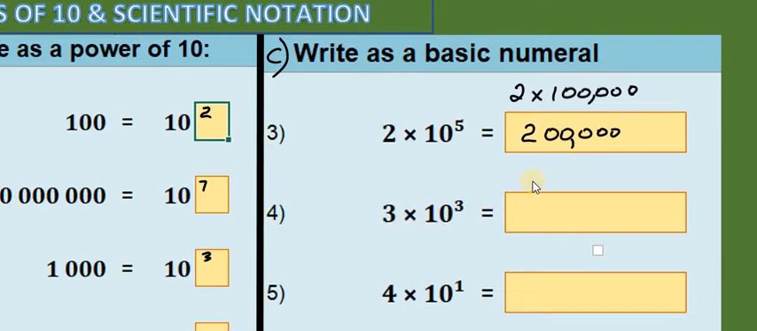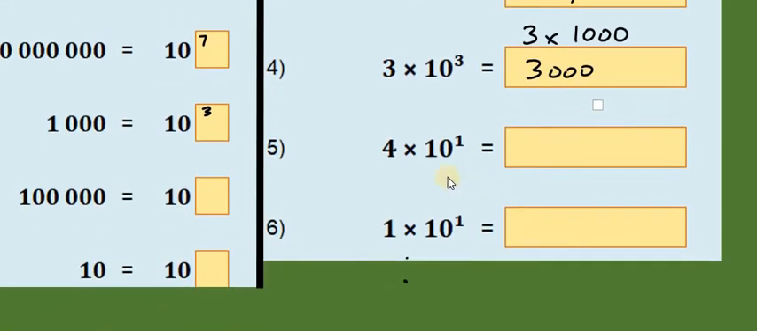3 times 10 to the third power is 3 multiplied by, we have 10 to the third power, so that's 1,000. So that's 3 times 1,000, 1 with 3 zeros. And 3 times 1,000 is simply 3,000. Let's look at the next one. 4 times 10 to the first power. Oh, that's simple. So that will be 4 times 10. The power of 1 simply means that we'll have 1 zero. And so 4 times 10 will simply be 40.